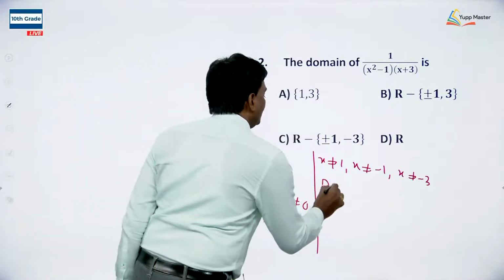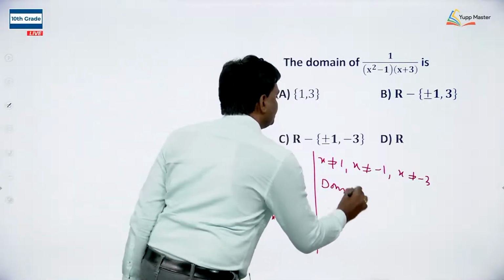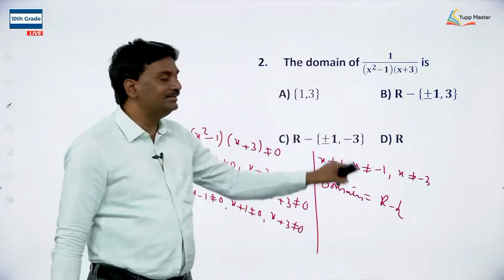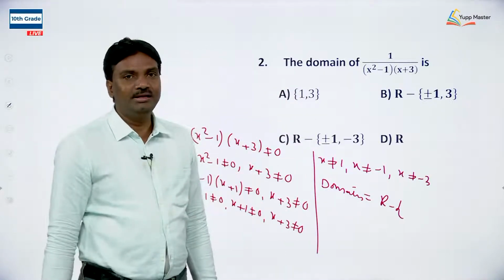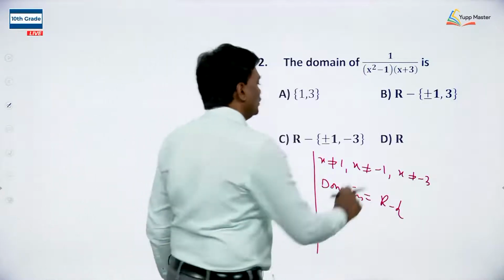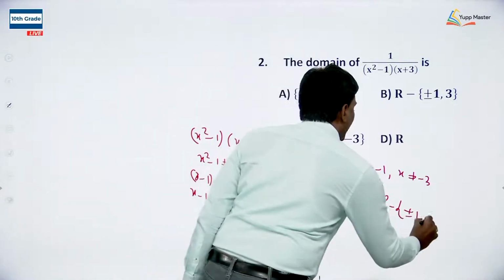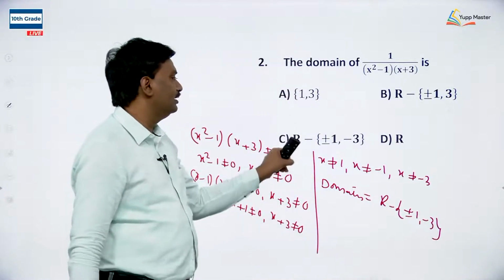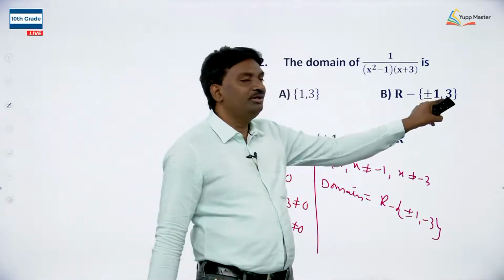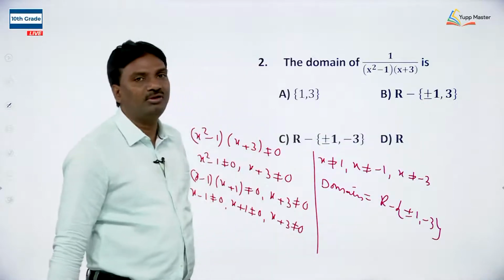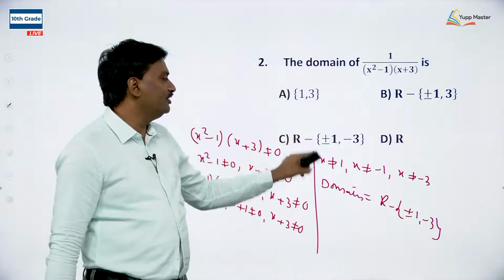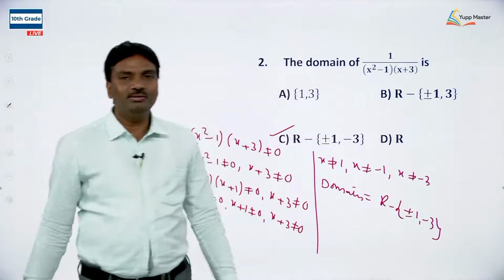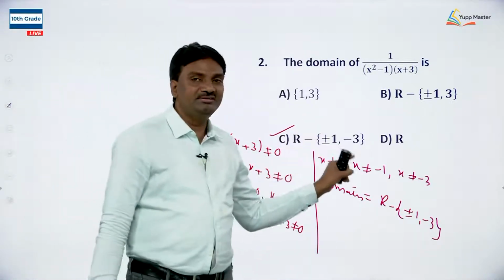So the domain of the given function is any real number other than these three numbers. So R minus {1, minus 1, minus 3}. By observing the options we can take option C. In option B we have R minus {1, minus 1, 3}. In option C we have R minus {1, minus 1, minus 3}. So option C is the correct option.